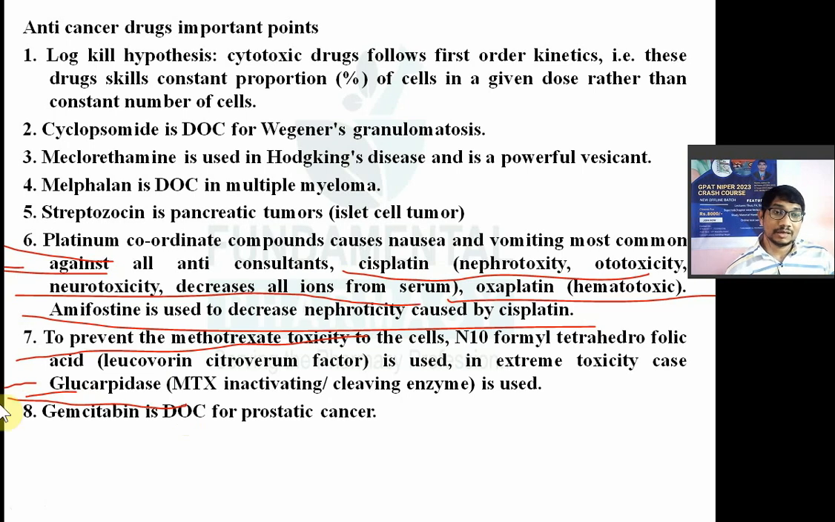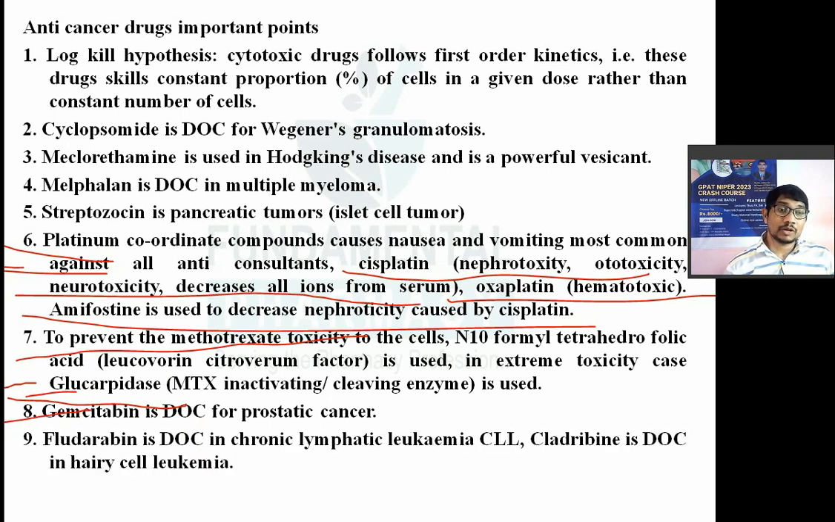Gemcitabine is a drug of choice in pancreatic cancer. You have to remember. Fludarabine is a drug of choice in chronic lymphatic leukemia. Cladribine is a drug of choice in hairy cell leukemia. Fludarabine is a drug of choice in case of chronic lymphatic leukemia. Cladribine is a drug of choice in case of hairy cell leukemia.